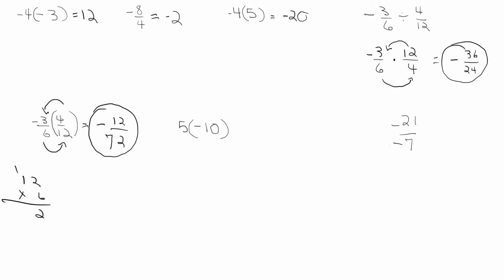This is different. Negative 10 times 5. So you're going to get a negative 50. But these here are the same. Negative 21 divided by negative 7 gives us a positive 3. And there you have it.